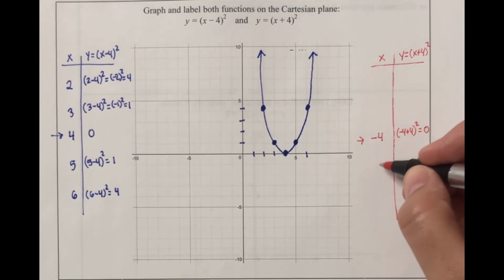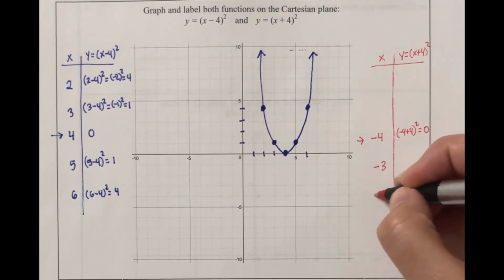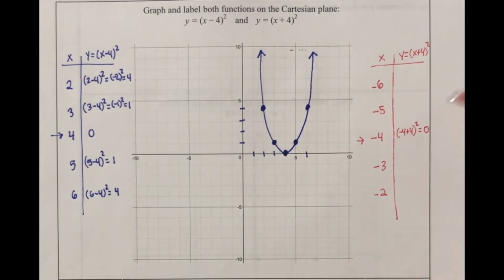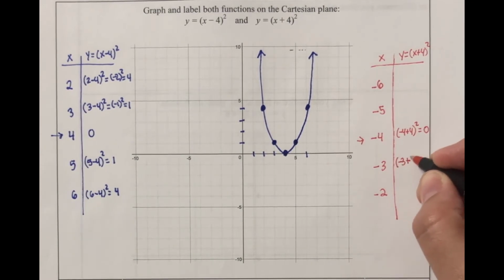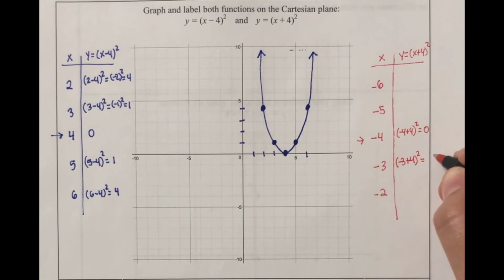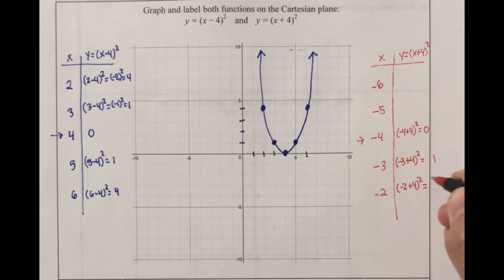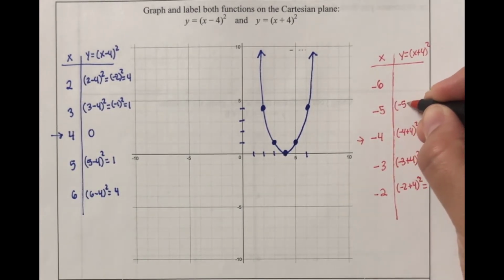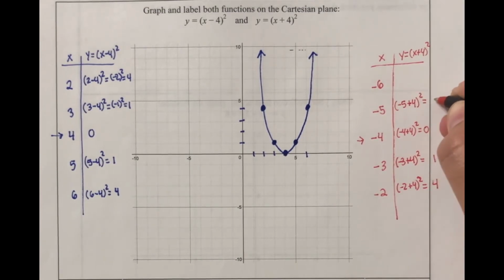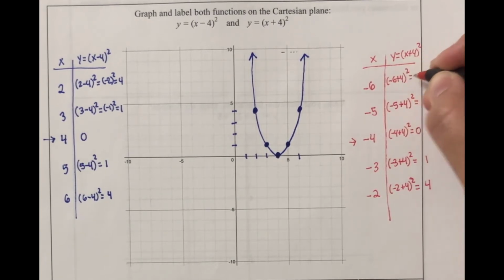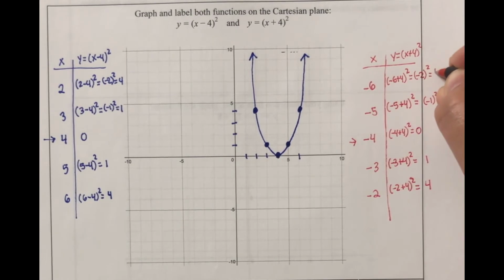Then I want to pick numbers around -4. So around -4 is -3 and -2. And then on the other side of -4 is -5 and -6. Okay, so let's plug those in. -3 plus 4 squared is 1 squared, which is 1. -2 plus 4 squared, this is 2 squared, which is 4. Jumping over here, -5 plus 4 quantity squared, this is -1 squared, which is 1. And then -6 plus 4 squared, that's -2 squared, which is 4.